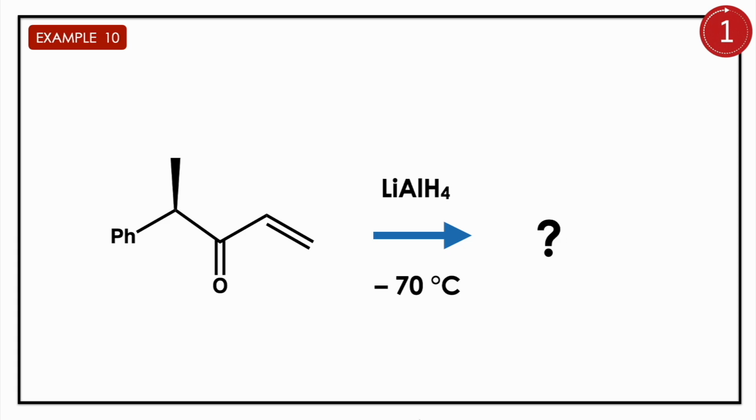Then the next example, here you have a ketone. One side you have an alkene, another side you have phenyl and methyl attached to a single carbon. You are using lithium aluminum hydride at low temperature. You should find what will be the final product.